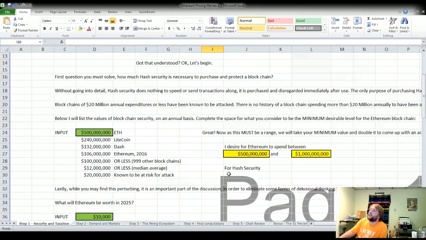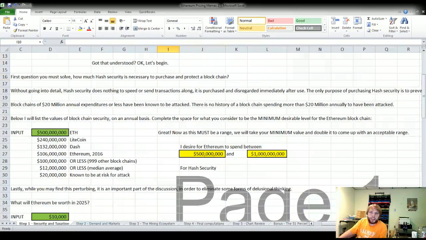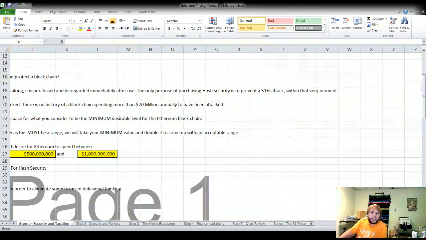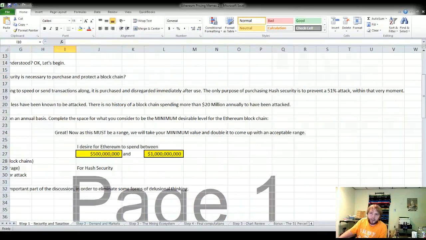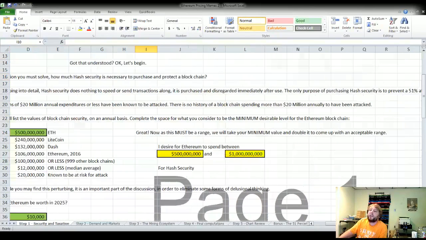First question you must solve: how much hash security is necessary to purchase and protect a blockchain? Without going into detail, hash security does nothing to speed or send transactions along. It is purchased and disregarded immediately after use. The only purpose of purchasing hash security is to prevent a 51% attack within that very moment.